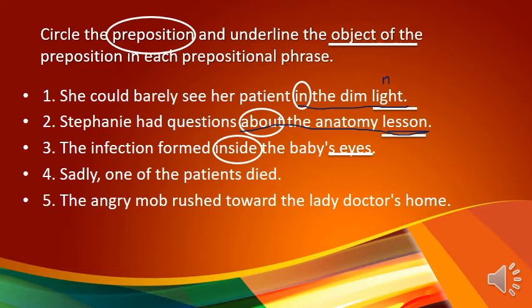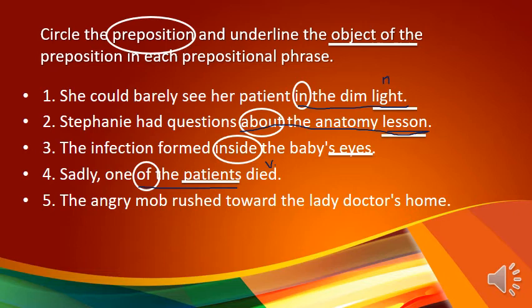Number 4, sadly, one of the patients died. Now we want to first find the preposition, which is very obvious. It's of. Now we want to find the prepositional phrase: of the patients. What about died? Died is a verb. It doesn't belong at all to a prepositional phrase. So now we have identified our prepositional phrase. Where is the object? The object is here, the patients.